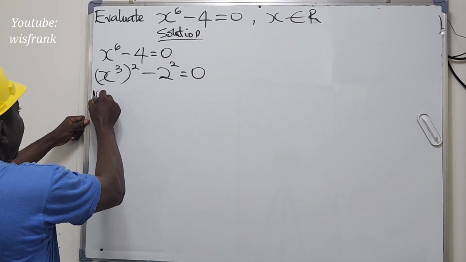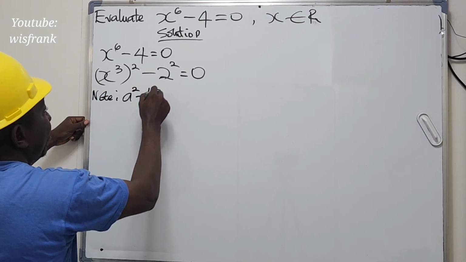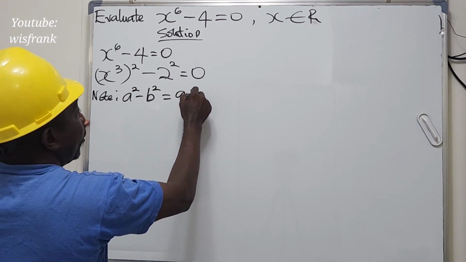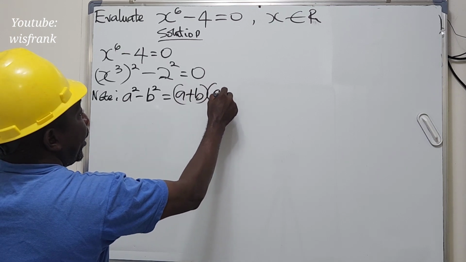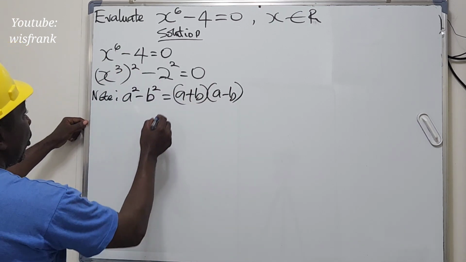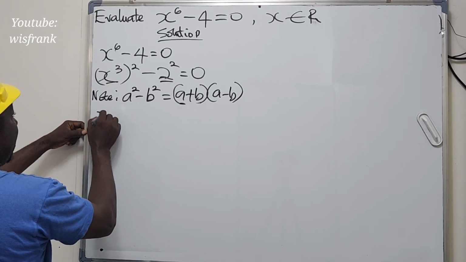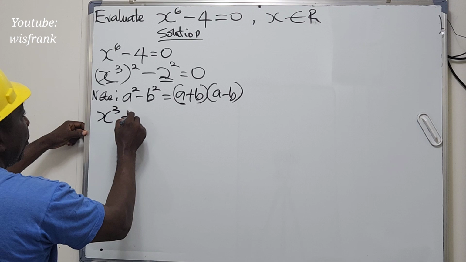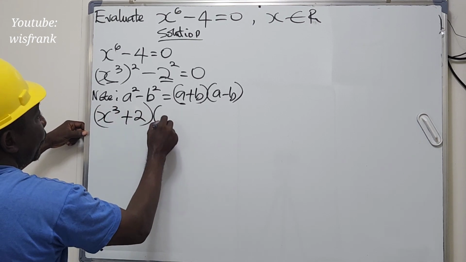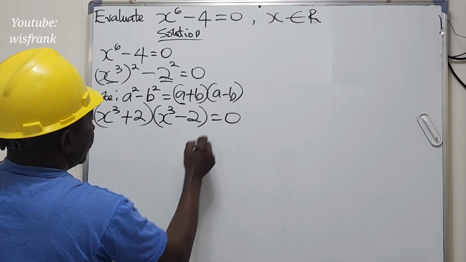We recall that when we have a to the power of 2 minus b to the power of 2, it is the same thing as (a plus b) all into (a minus b). Expressing this in this format, our a is this and our b is this. So it will give us (x to the power of 3 plus 2) all into (x to the power of 3 minus 2) equals 0.